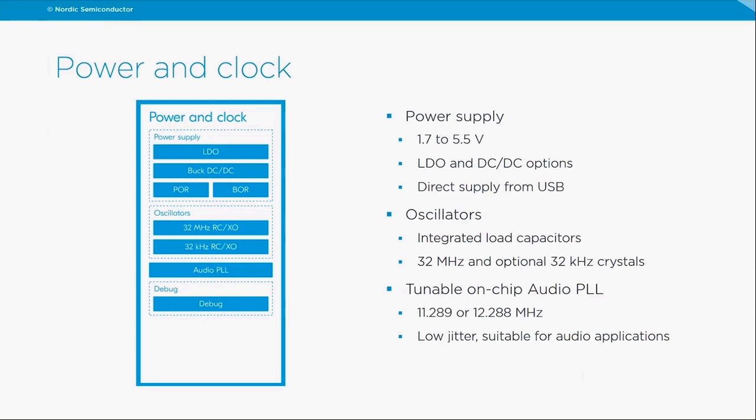When it comes to the oscillators, you need to have a 32 MHz crystal, and then optionally a 32 kHz crystal. But on both of these, you have integrated the load capacitors, reducing your bill of materials. We've also added a tunable on-chip audio PLL. So on the nRF52 series, we run the PDM and I2S audio interfaces on the 32 MHz clock. But this doesn't always give the best quality. So we decided to add this audio PLL, and this can be used as a clock source when using I2S and PDM audio interfaces. It has low jitter and will give good quality, so it's suitable for audio applications.